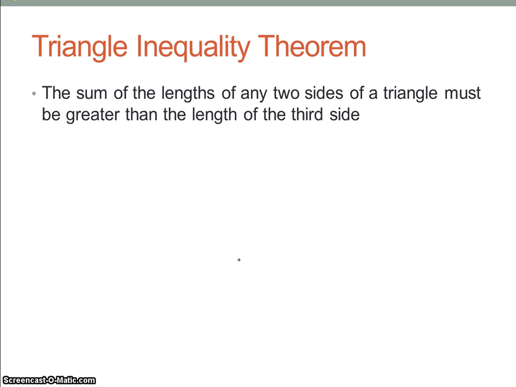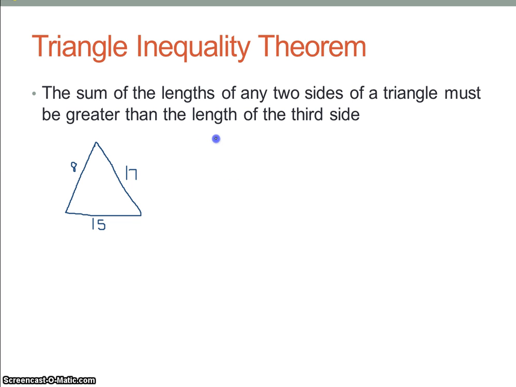Alright, we have a new theorem, a triangle inequality theorem. This just says that the sum of the lengths of any 2 sides of a triangle must be greater than the length of the third side. So for example, if we look at a triangle that has sides of 8, 15, and 17, we can apply this theorem to see if it works as a triangle.